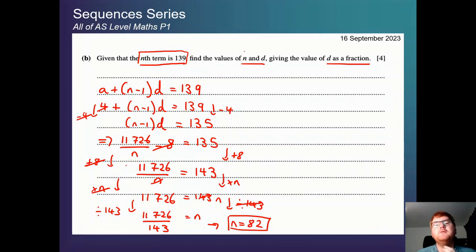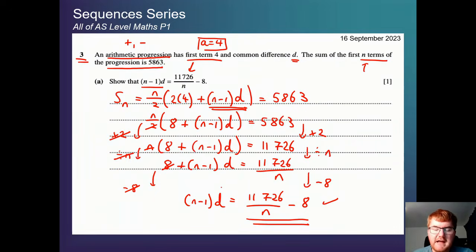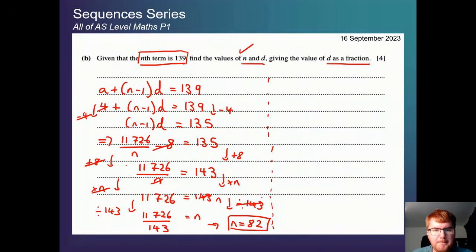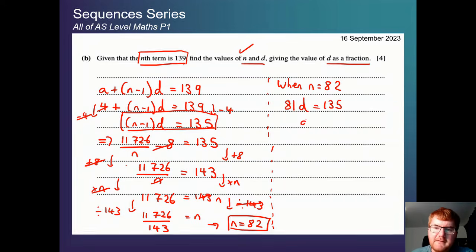Okay, so we've done the first part. We've worked out what n is here. Now we need to work out what d is. Well, I'm just going to use what we did in part A. We now know that n minus 1d is equal to this thing here. So that's quite useful to know. Or we can actually just use this here instead. This is much simpler. So when n is equal to 82, so I'm going to use this formula here. So that means then that 81d, one less than that, is equal to 135. Therefore, d is equal to 135 over 81.